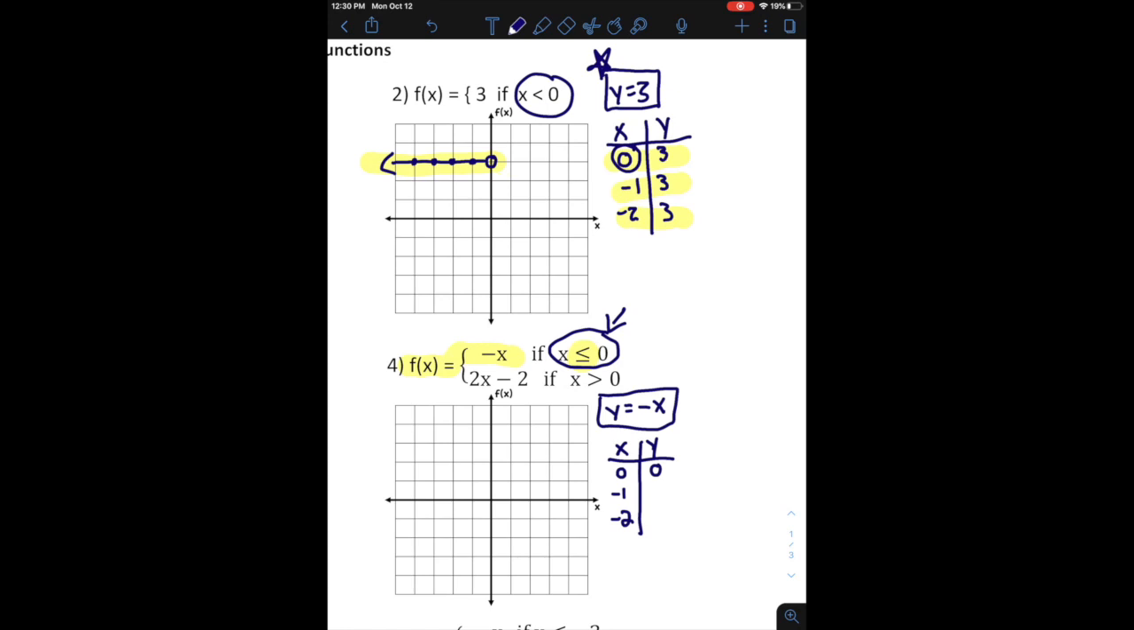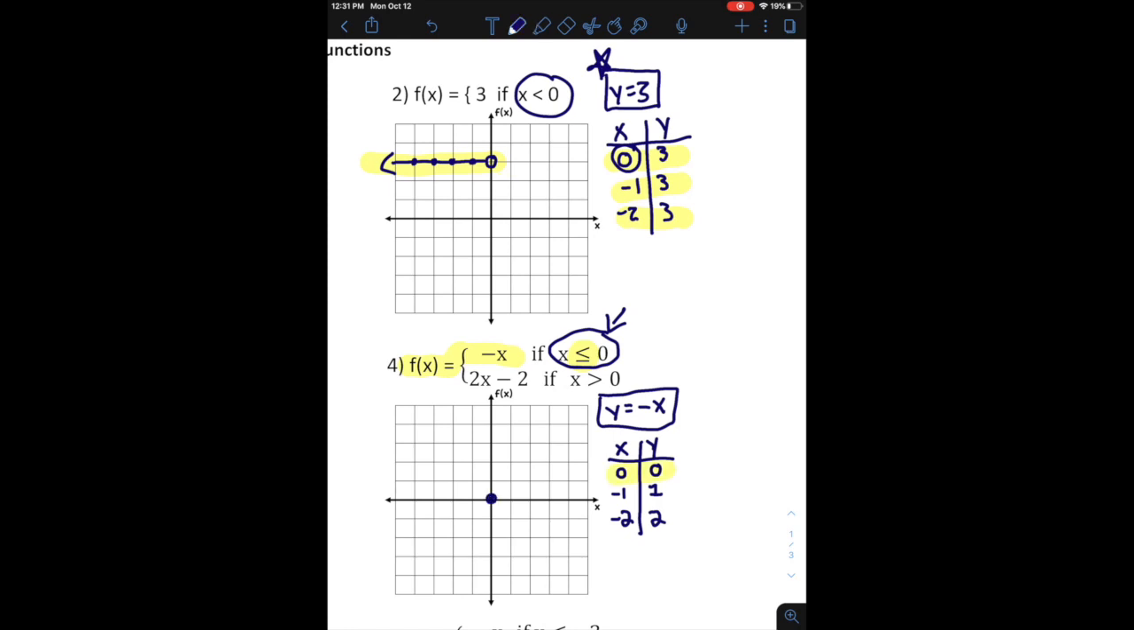When I plug 0 in, I get y equals -0, which is 0. When I plug in -1, I get y equals -(-1), which is +1. And when I plug in -2, I get y equals -(-2), which gives us +2.